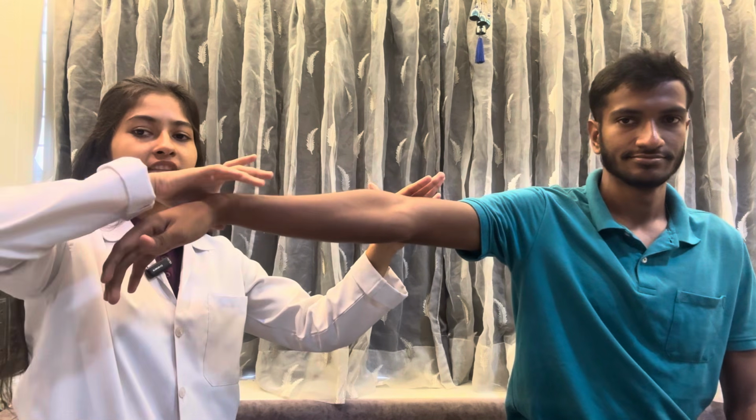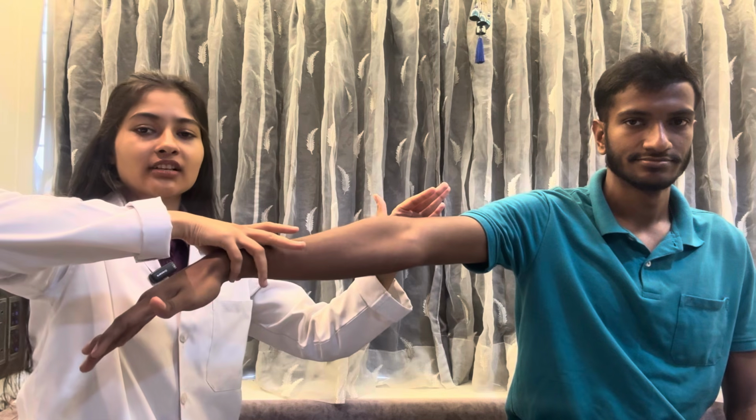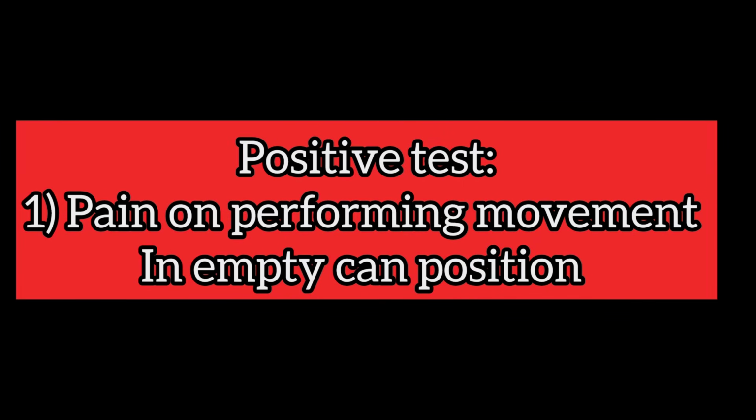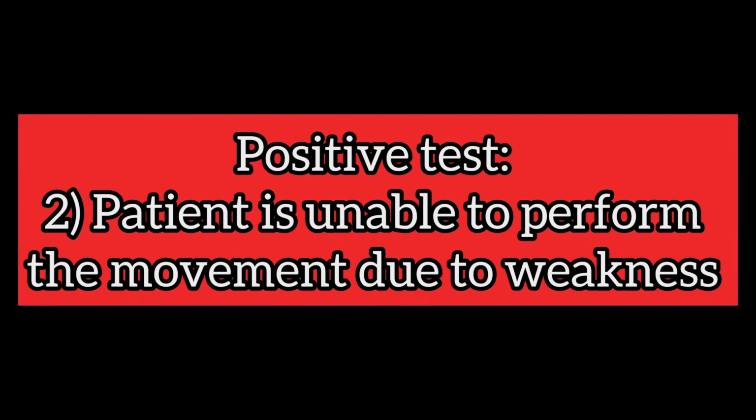In this position, the examiner asks the patient to abduct his arm further against the resistance provided by the examiner. Now, the same test is repeated with maximum medial rotation of the shoulder such that the thumbs are pointing downwards, and the same movement is performed by the patient. This test is considered positive when there is pain on performing the movement, or the patient is unable to perform the movement due to weakness.